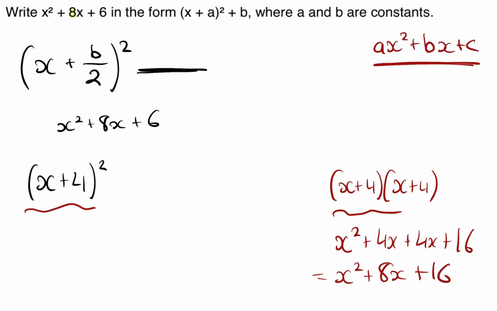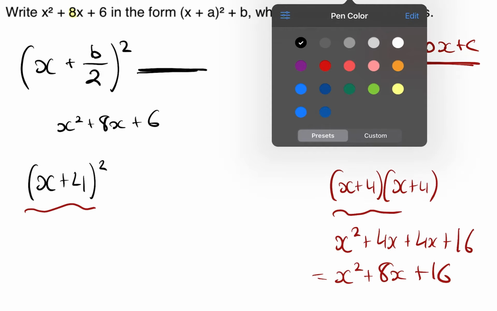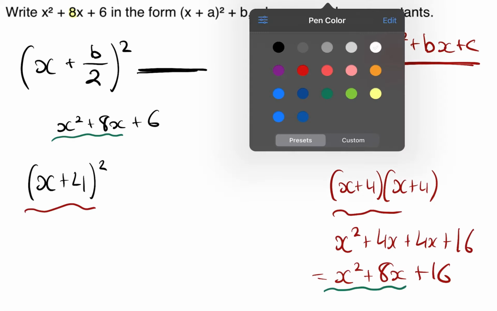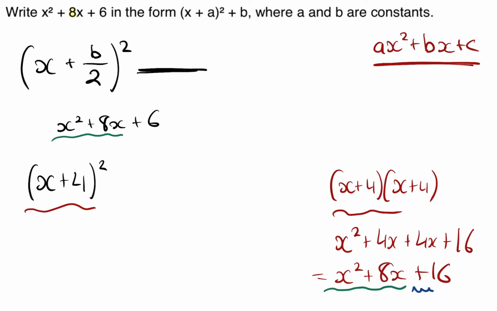Well, what do we notice here? We want to get it in this format here. Let me change the color, make it a bit nicer. We can see that our x squared plus 8x is the same here. But we have this 16 that we want to get rid of. So we've got this 16, but we want 6. Well, it's a simple case of we have 16, we want 6, so to go from 16 to 6 is minus 10.